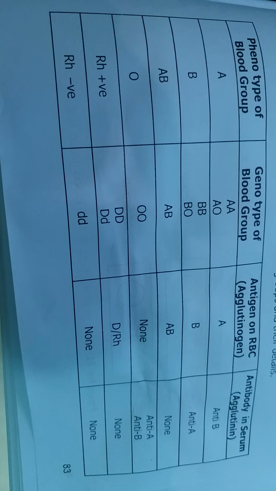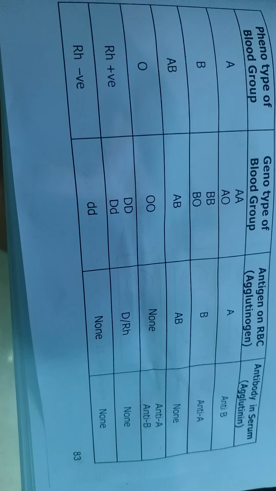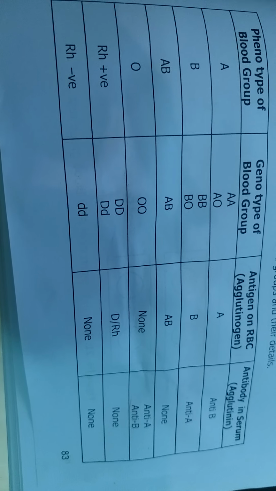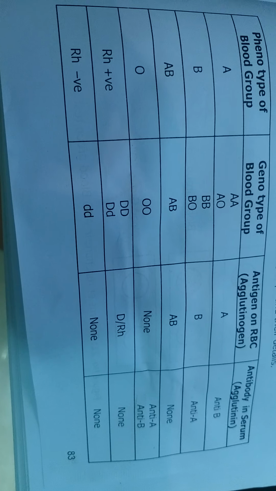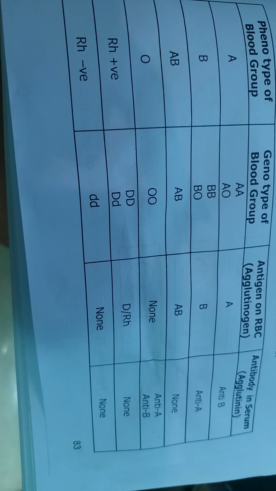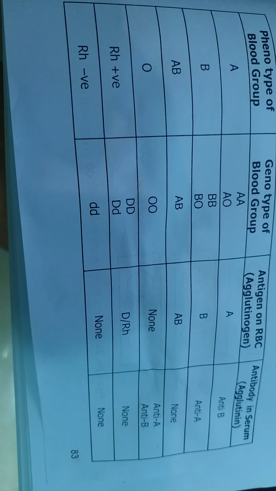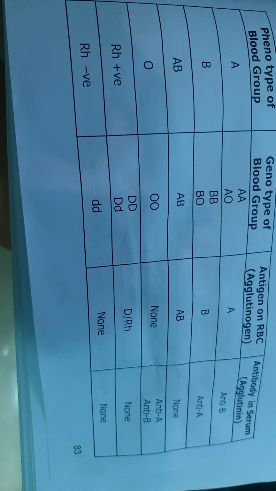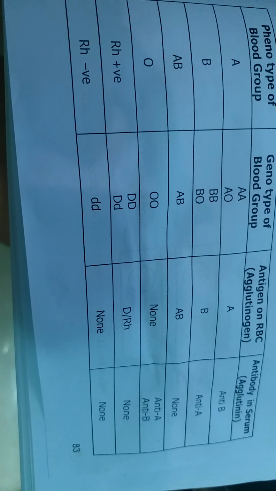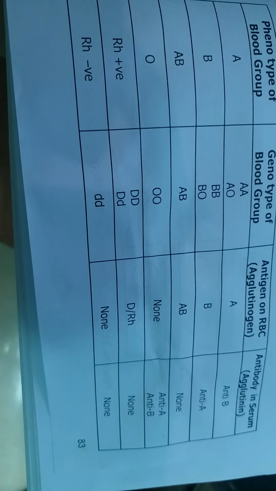When we say there is blood group A, the antigen on the RBC would be A, and the antibody in the serum would be anti-B antibodies. When the blood group is B, the antigen on the RBC would be B, but the antibody in the serum would be anti-A antibody. When there is blood group AB, the antigen on the RBC would be AB, but there would be no antibody present in the serum. Similarly, when the blood group is O, there would be no antigen on the RBC, but both anti-A antibody and anti-B antibody will be present in the serum.